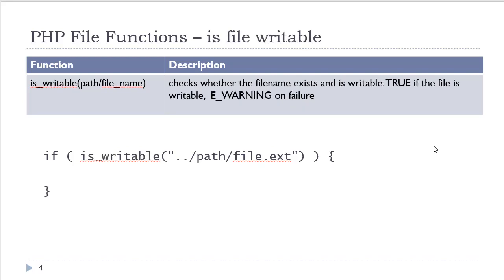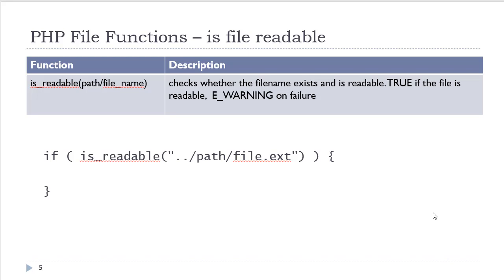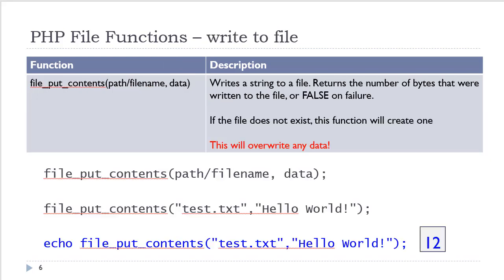We have the is_writable function, which allows us to determine whether one can write to that file or not. This function takes one parameter, the path and the name of the file that we want to check. Similar to is_writable, we have the is_readable function, which takes the path and the file name. Like the previous two functions, it is typically used with an if condition. Most files are, by default, readable.